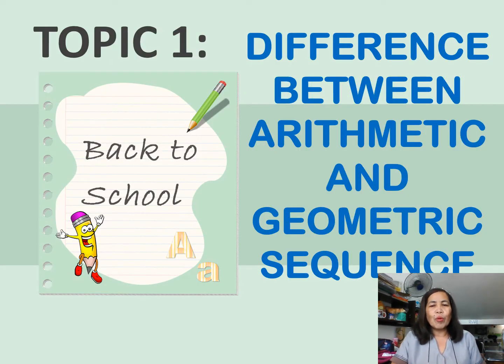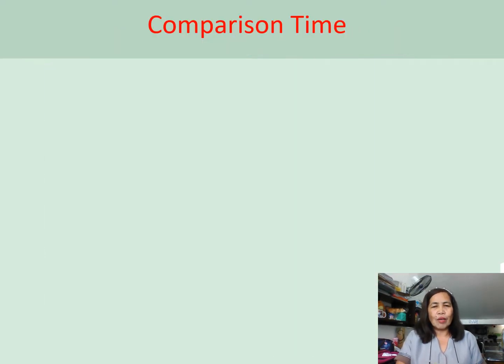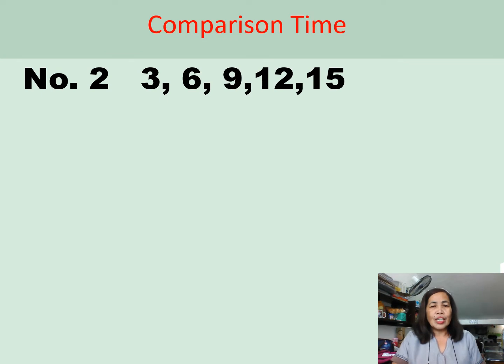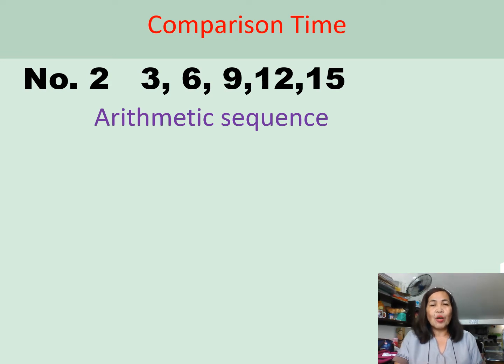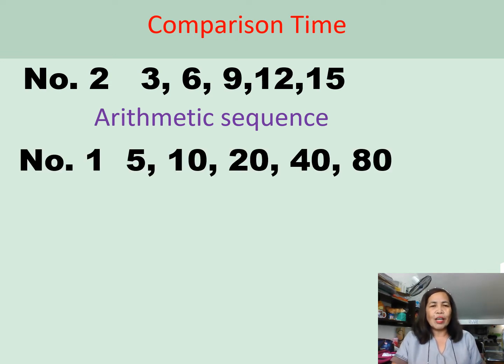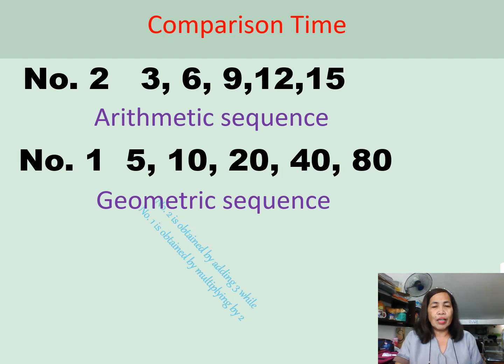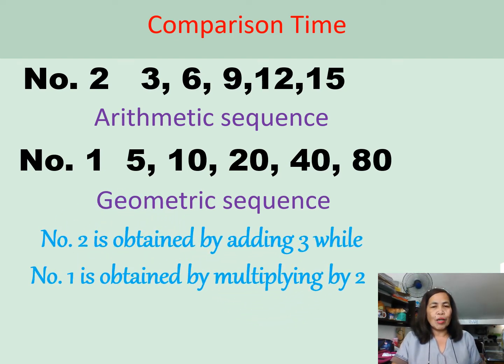Let us begin. For our first topic, we're going to have the difference between arithmetic and geometric sequence. So let's have a comparison. In the learning tasks of your module in number 2, we have 3, 6, 9, 12, 15. This one is an arithmetic sequence, while problem number 1, 5, 10, 20, 40, 80 is a geometric sequence because number 2 is obtained by adding 3, while number 1 is obtained by multiplying by 2.